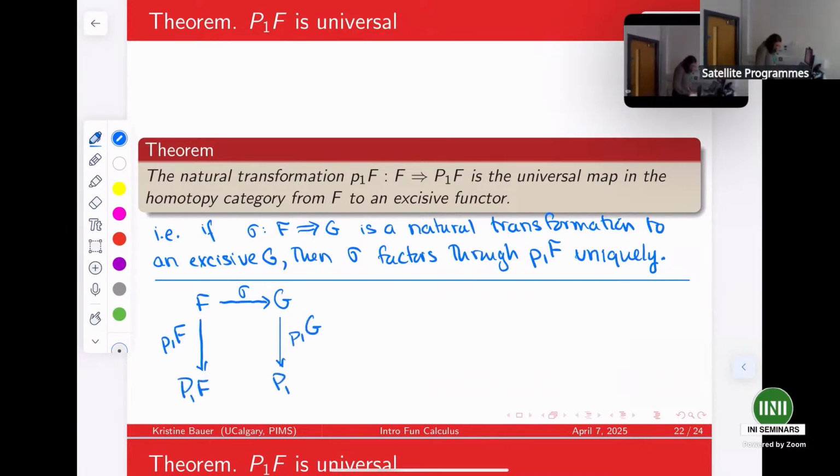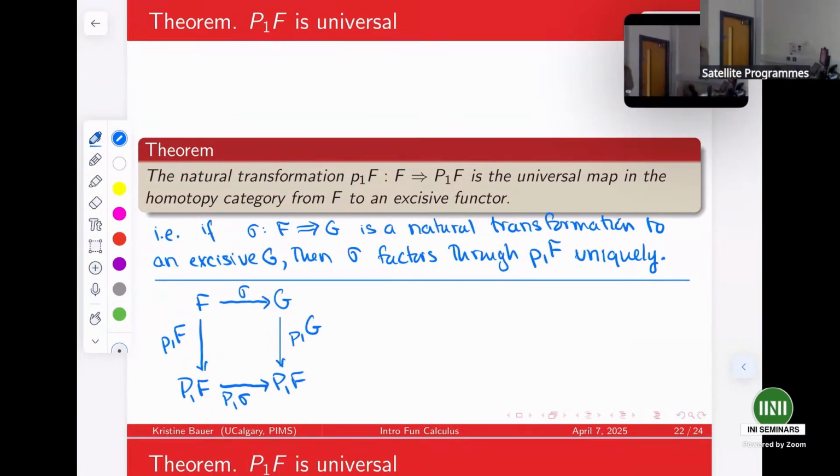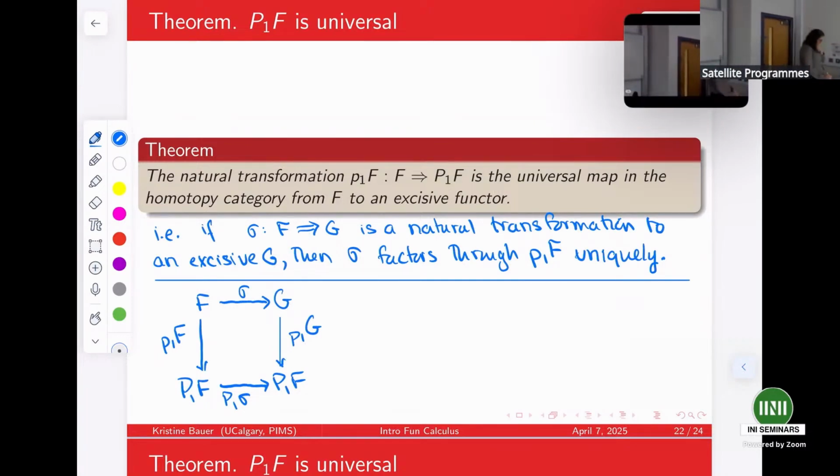So the problem with doing things this way is that it's always hard to tell who's a lowercase letter and who's an uppercase letter. So the maps are little p's and the functors are big P's. And I have a nice map here, which is the induced map on sigma. Everything I did when I formed P1 was functorial, which means in particular it was also functorial in the F. And so if I have a natural transformation from F to G, I get a natural transformation from P1F to P1G. Okay, now G is excisive.